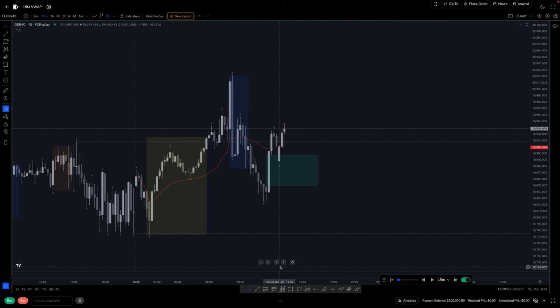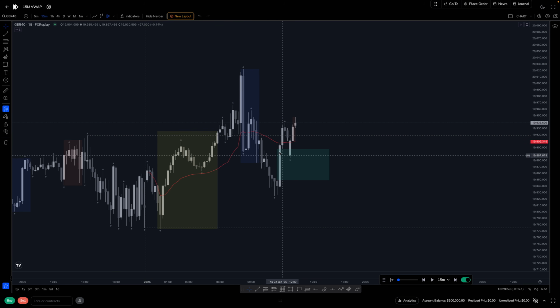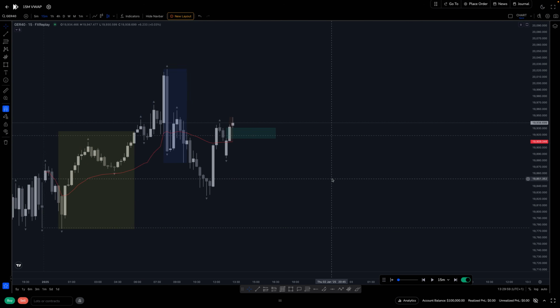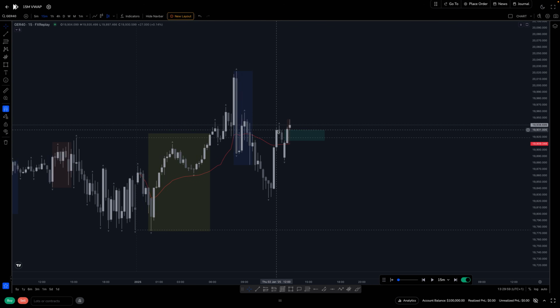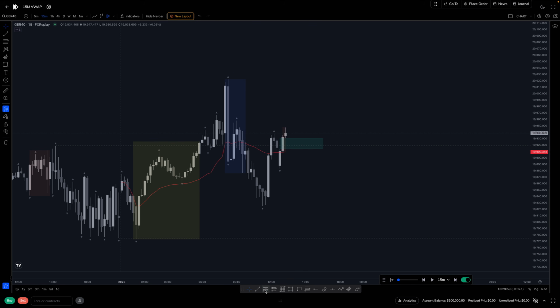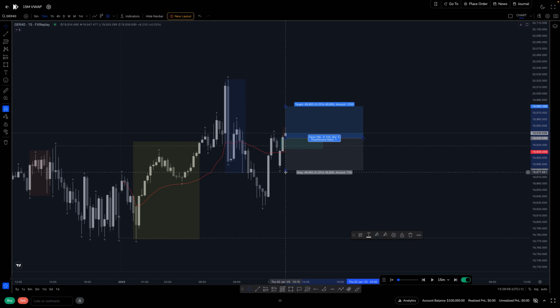So with that, I didn't take that trade for the simple fact that it's not in my session. We've reacted to this fair value gap, and then we've created another fair value gap during session. So this one I'm definitely interested in, and we're also above the VWAP. We broke above it, we came down, and then we've stayed above it. So I'm happy to look to get involved in this.